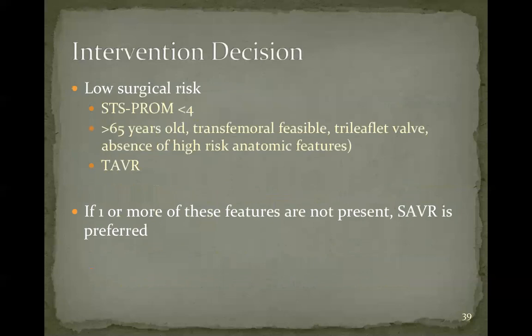If your patients are low surgical risk, which is defined as an STS-PROM score of less than 4, they're greater than 65 years old, are able to have a transfemoral TAVR, they have a trileaflet aortic valve, and they don't have any of the high-risk anatomic features that I discussed, TAVR should be performed. If one or more of these features are not present, open surgical aortic valve replacement should be considered and is preferred.